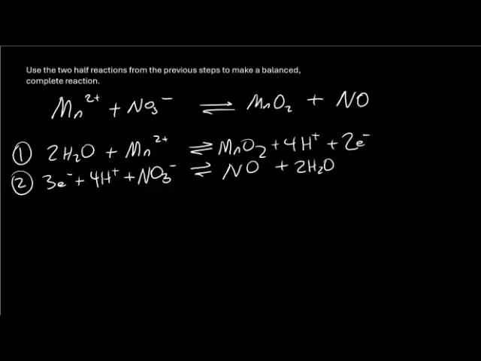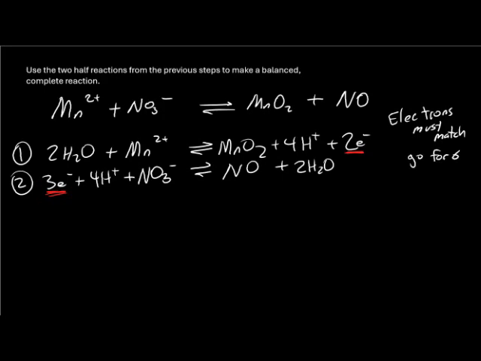Now that we've written 2 reactions, we'll combine them together to make a balanced complete reaction. However, the number of electrons in each line is different. Notice in line 1 we have 2 electrons, and in line 2 we have 3 electrons. We must make sure that the electrons match. Therefore, to make the electrons match, if we have a 2 in line 1 and a 3 in line 2, we're going to go for a total of 6 electrons.